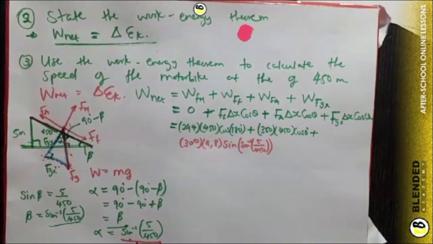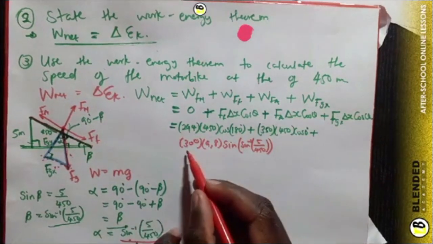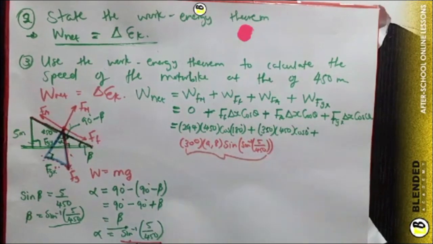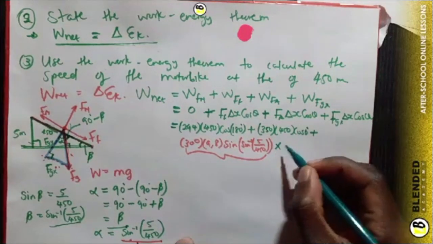Now remember, we also need to multiply, because this part here is just the force. We haven't multiplied by the displacement, so we need to multiply by the displacement now. Multiply by 450.